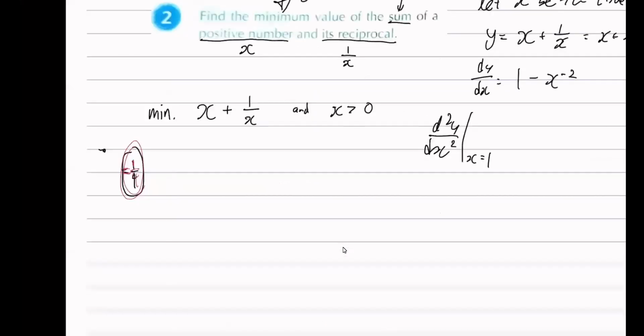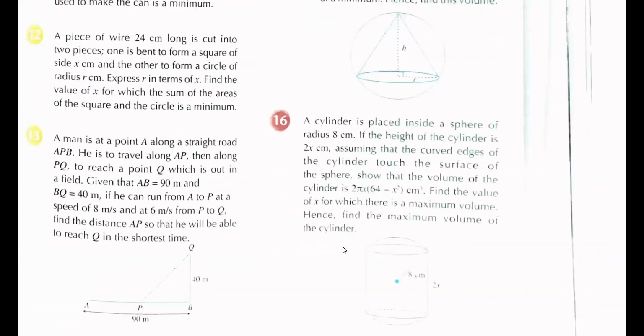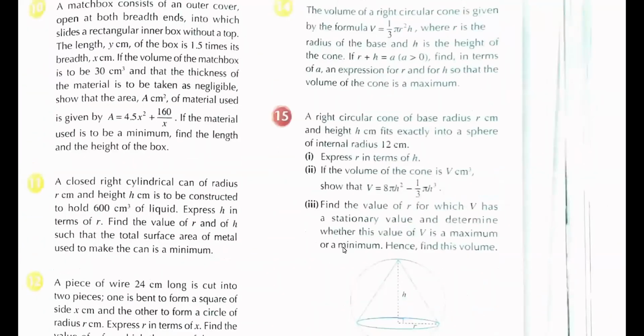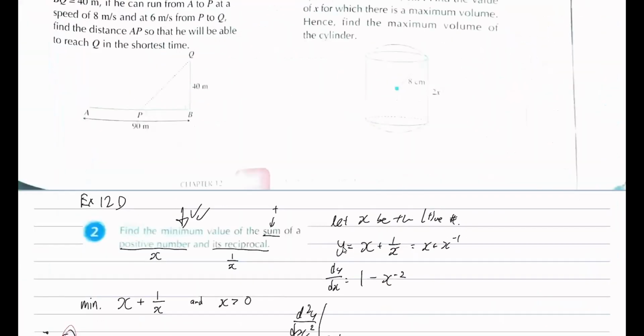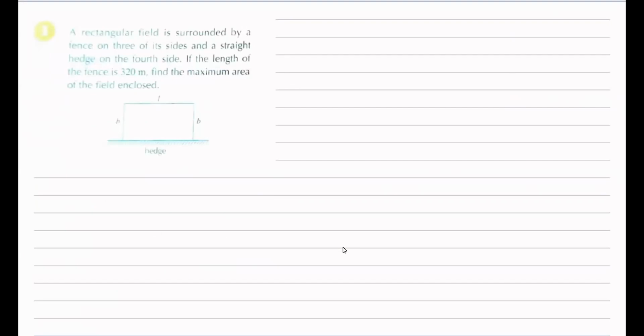Okay, where were we? Just try more questions. Okay, time for the area questions, like question 3. Now another farmer. Applications in agriculture or something. There is a rectangular field. It is surrounded by a fence on 3 sides, and a straight hedge on the 4th side.